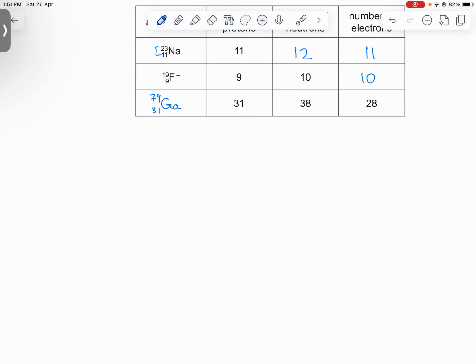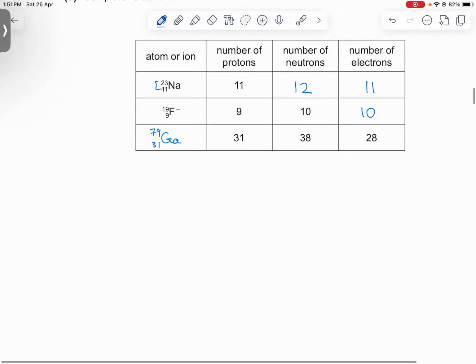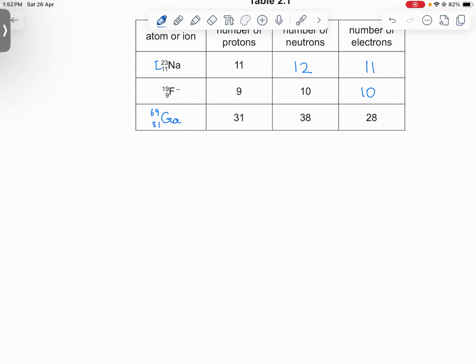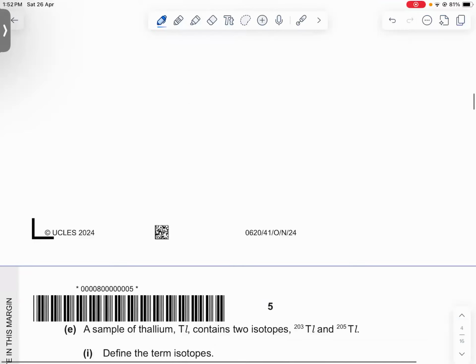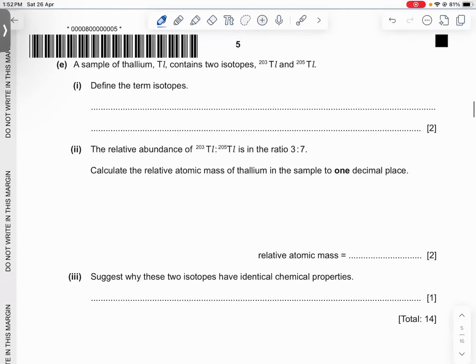Next, its nucleon number should be 31 plus 38, that is 69. Okay, it must be 69. Next we have the number of electrons. The number of electrons is 28 and the number of protons is 31. That means there are three more protons. Therefore, gallium must have a plus 3 charge. All right. On to the next question.